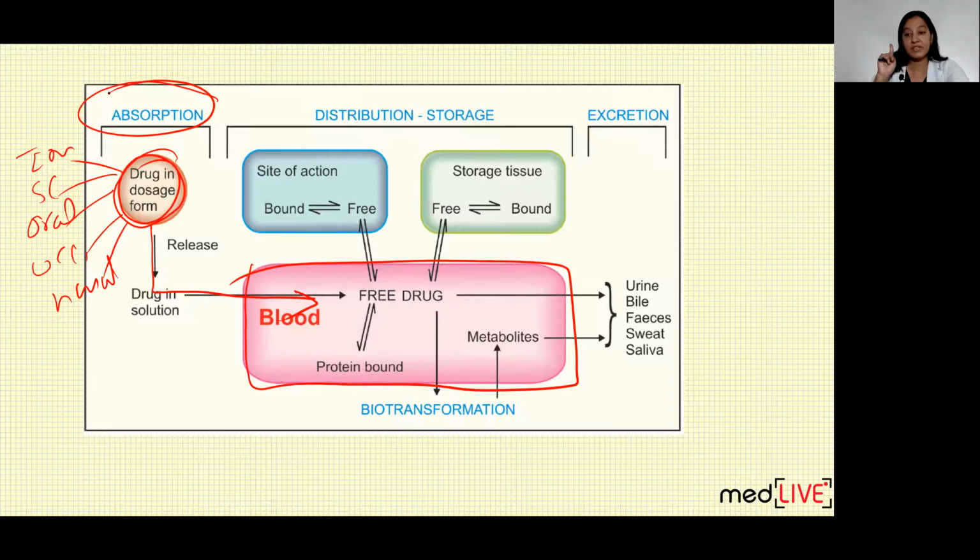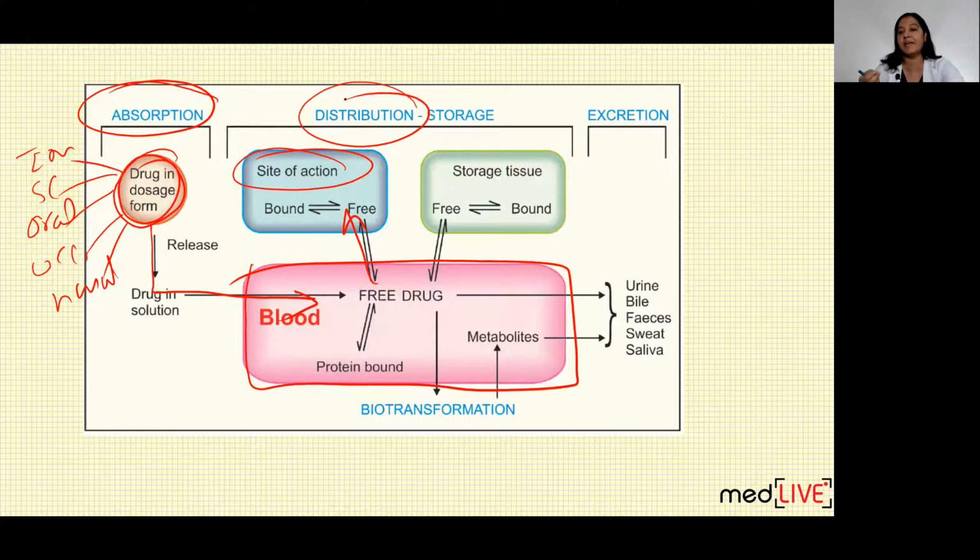Once the drug reaches the systemic circulation, it will circulate throughout the arteries, veins, and blood capillaries of your body. From here, the blood has to reach the site of action. If I'm having diarrhea and taking a drug for diarrhea, the drug has to reach the intestine. If I'm having a headache and taking a drug for headache, the drug has to reach the brain parenchyma for showing its mechanism of action. So the drug reaches its site of action. The process is known as distribution.